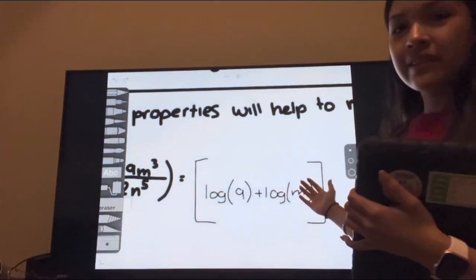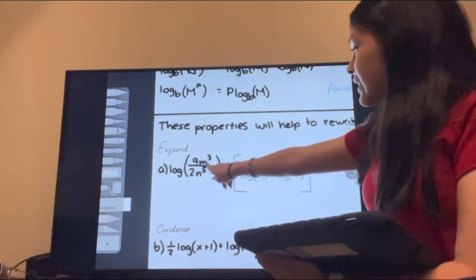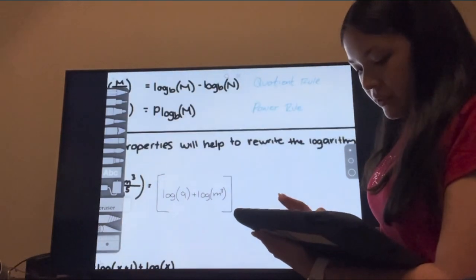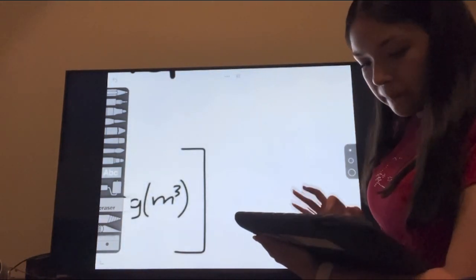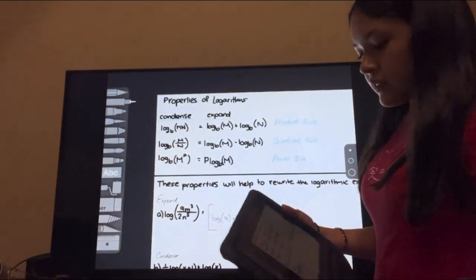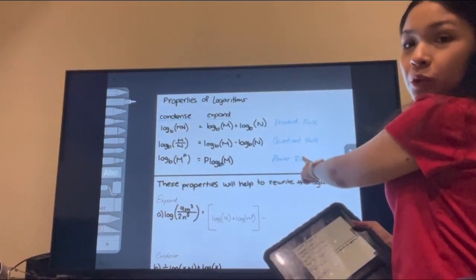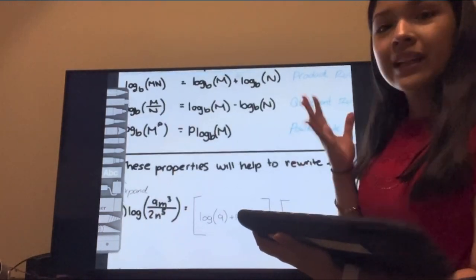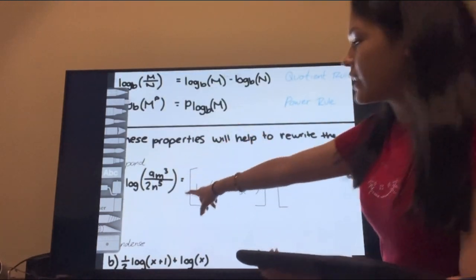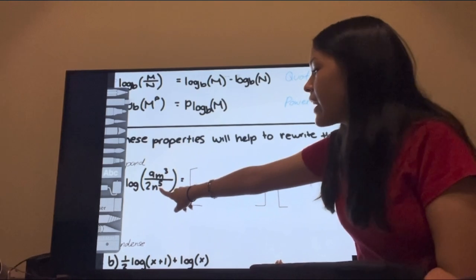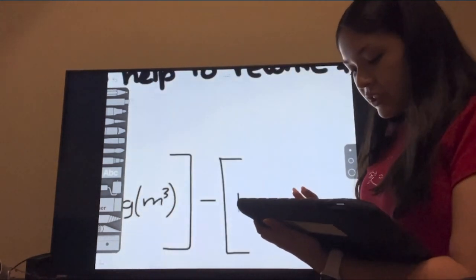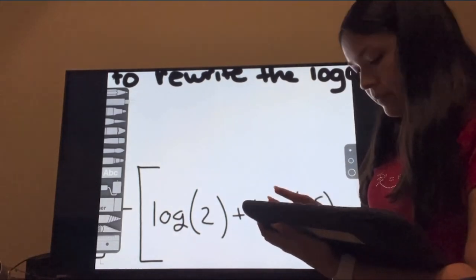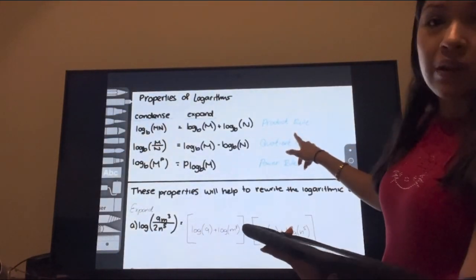And we have this. Now, as this is dividing the denominator, we're going to put minus, according to my quotient rule. So now we put the denominator and we expand it. We see this 2 is multiplying this n to the power of 5. So we put it like log of 2 plus log of n to the power of 5. This is according to the product rule.